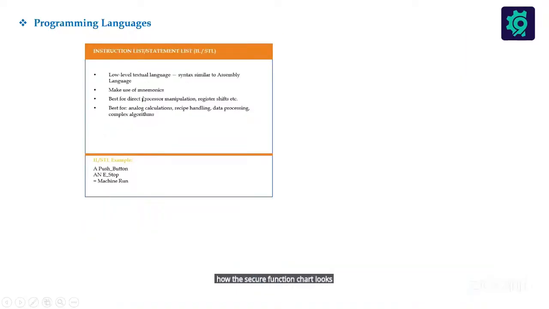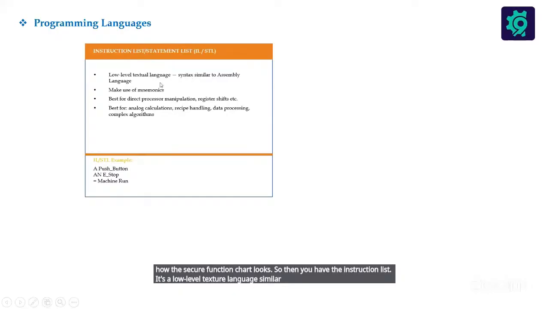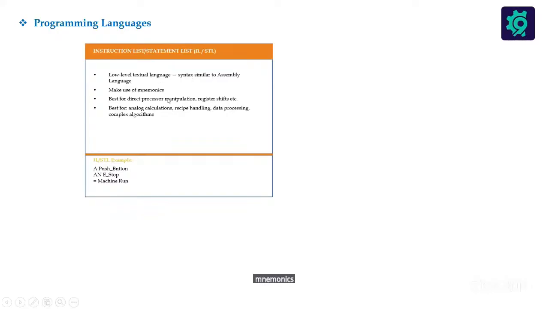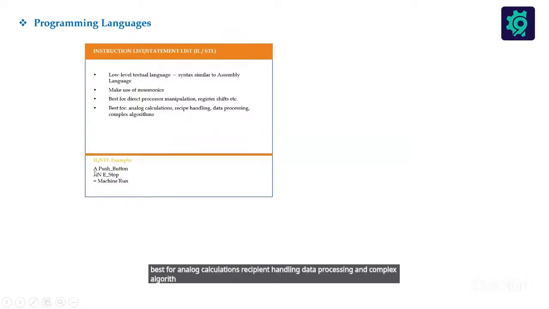So then you have the instruction list. It's a low-level textual language similar to assembly language, used for mnemonics, best for direct processor manipulation, register shift, best for analog calculation, recipe handling, data processing, and complex algorithms. This is an example of this: A push button, A not, emergency stop equals machine run.